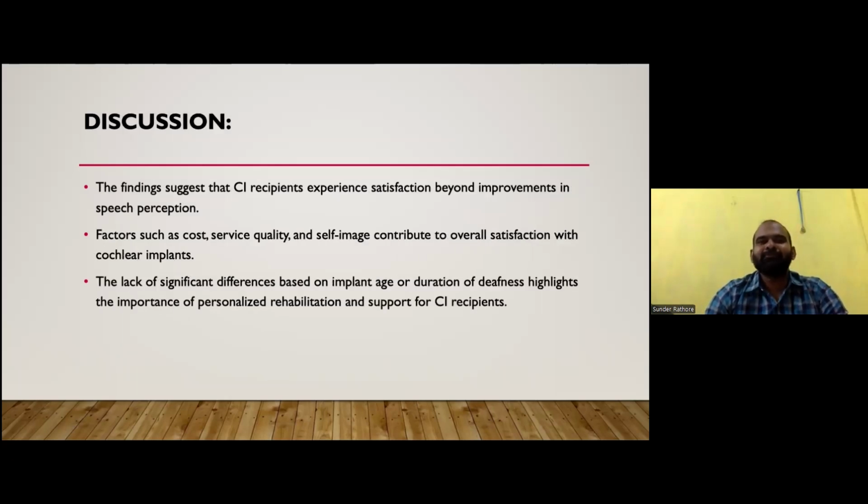of deafness. So to discuss these results, the findings suggest that cochlear implant recipients experience satisfaction beyond improvements in speech perception. Factors such as cost, service, quality, and self-image contribute to the overall satisfaction with cochlear implants, and the lack of significant difference based on implant age or duration of deafness highlights the importance of personalized rehabilitation and support to the cochlear implant recipients.